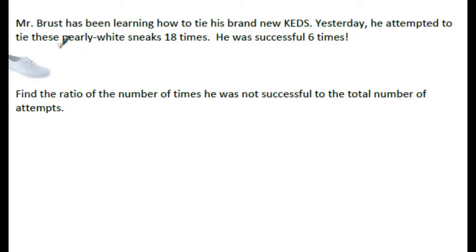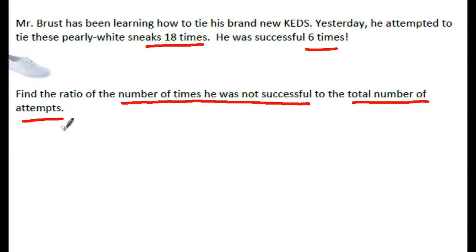Alright, so here's another example. Mr. Burst has been learning how to tie his brand new kicks. Yesterday he attempted to tie these pearly white sneakers 18 times. He was successful only 6 times. Alright, so find the ratio of the number of times he was not successful to the total number of attempts.